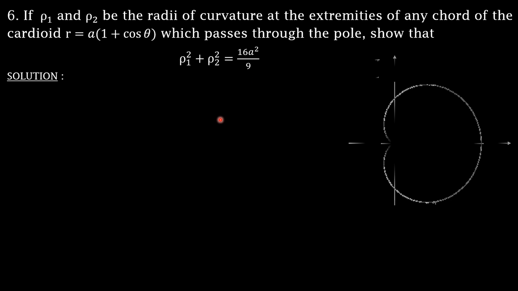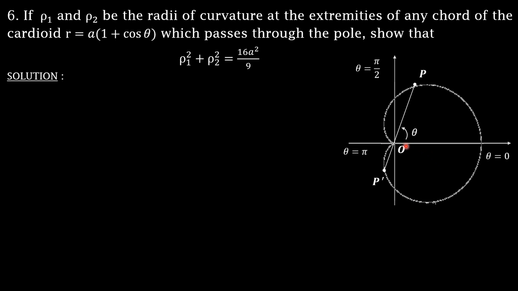Okay. What is the curve that is generated by the equation r is equal to a into 1 plus cos theta, students? It's a cardioid. Cardioid is a heart-shaped curve, symmetric with respect to the initial line, right? Okay, just consider any chord passing through the pole O.